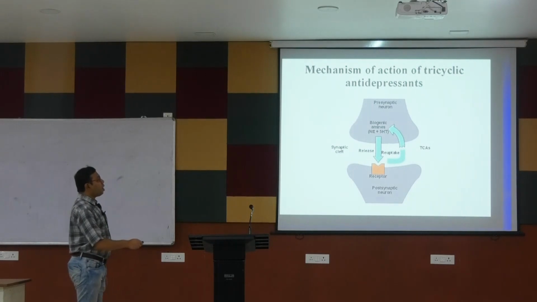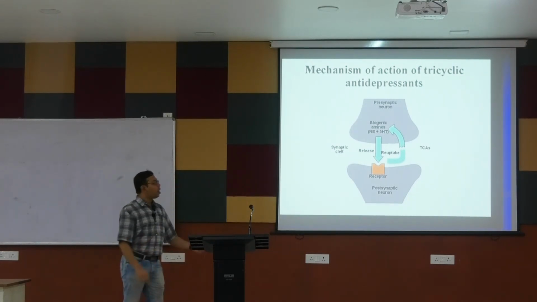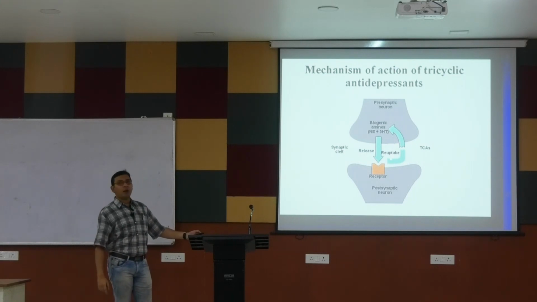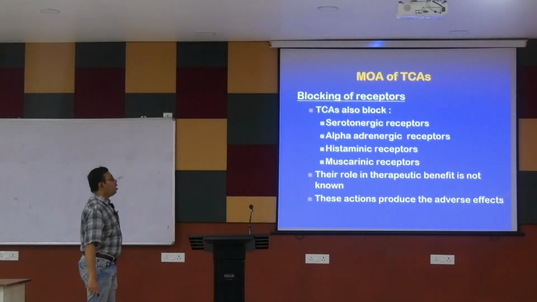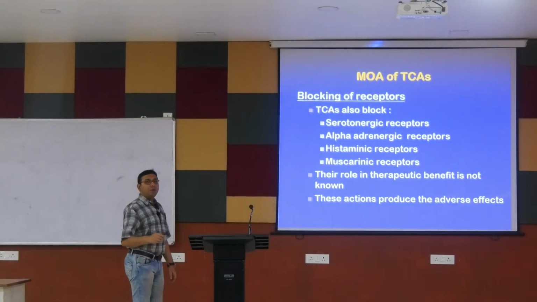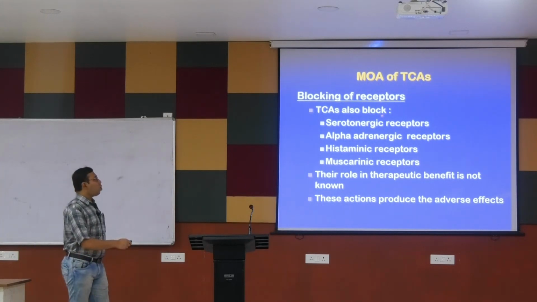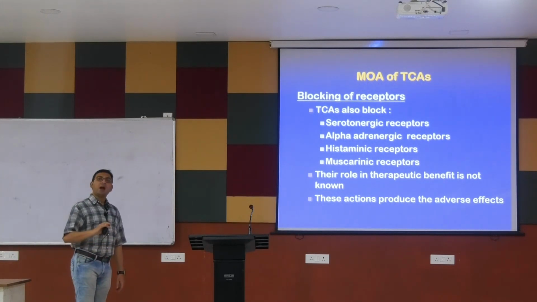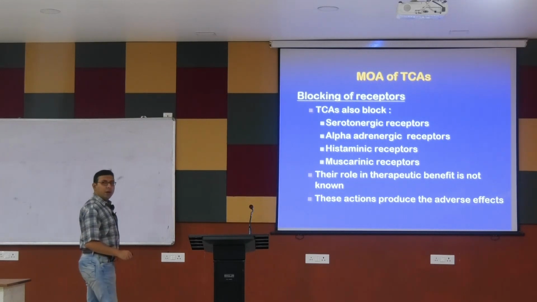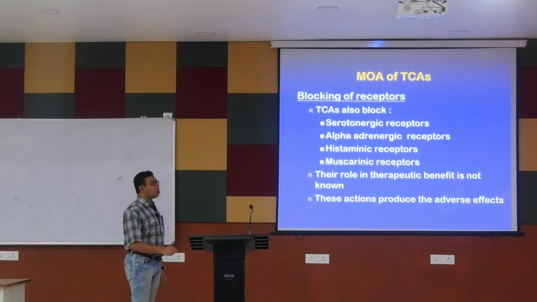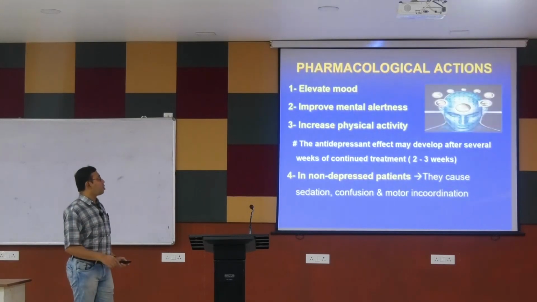So the same thing you can see. This is the release of the neurotransmitter and some part of it is taken back by reuptake. This reuptake is blocked by the tricyclic antidepressants. Apart from this, they are also blocking other receptors: different serotonergic receptors, alpha adrenergic receptors, histaminic receptors, muscarinic receptors, etc. This ultimately leads to different types of adverse effects.